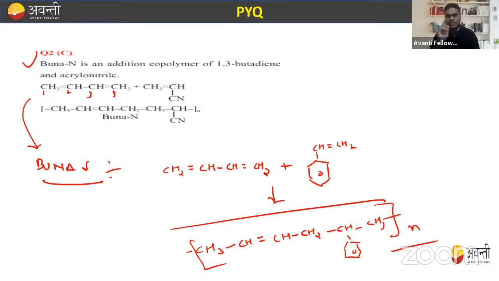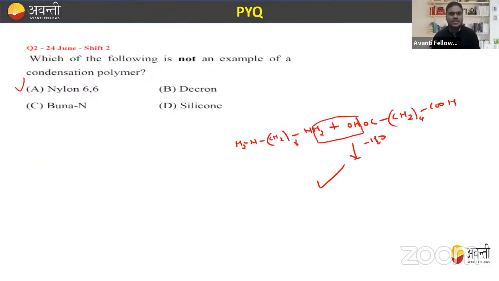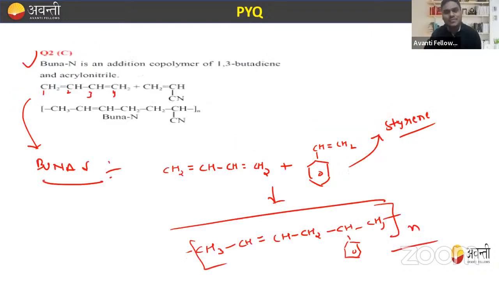Just remember one important note here. In Buna N, we use acrylonitrile, whereas in Buna S, we use styrene. Right. So this is all about it. So Buna N is an addition copolymer. So the correct option for this question is Buna N, because in this question they are asking which of the following is not an example of condensation polymer. So this is absolutely correct. That is, Buna N is not an example of condensation polymer because it is an example of addition polymer.